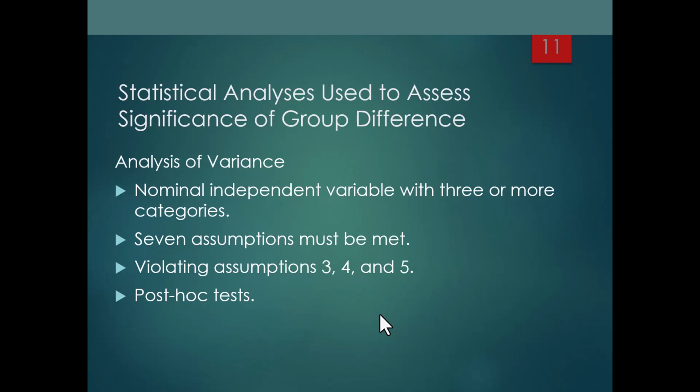All right, the other test is your analysis of variance, or your ANOVA. The analysis of variance is used when you have one independent variable, which is nominal, with three or more categories, and one dependent variable, which is interval or ratio level. So the purpose of the one-way analysis of variance, or the ANOVA, is to assess for differences between the means for three or more groups.